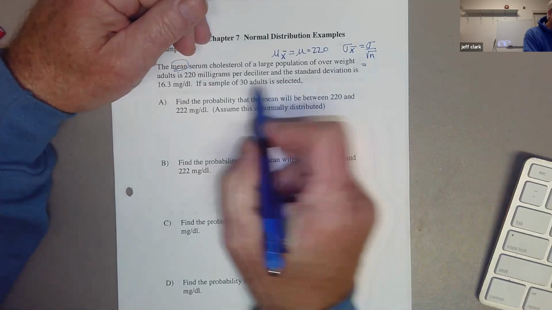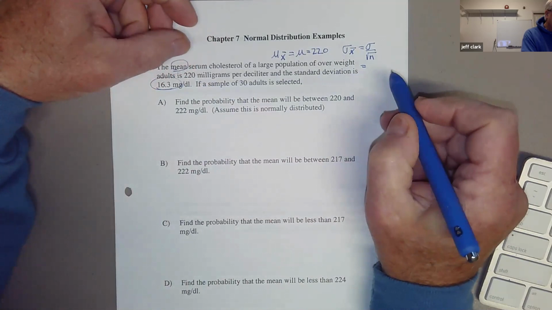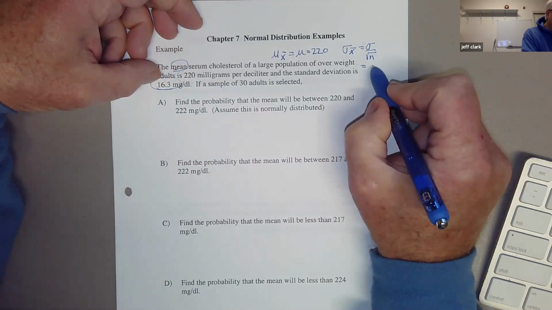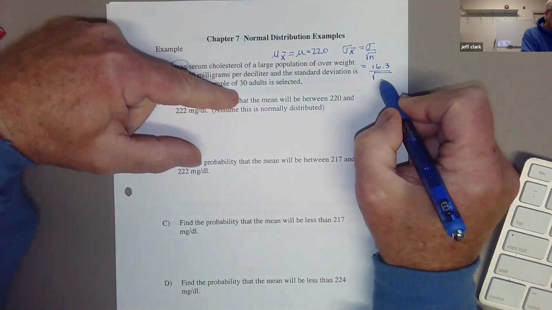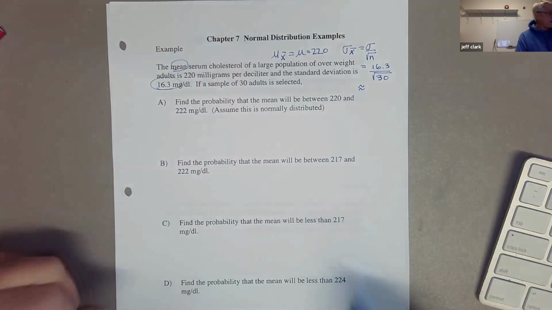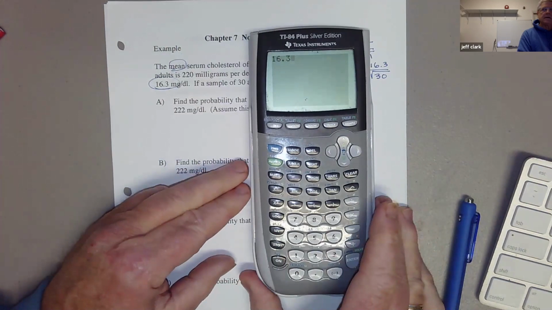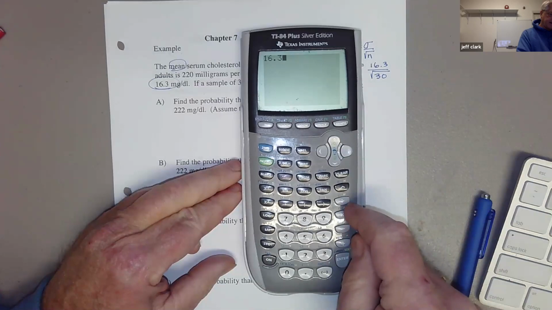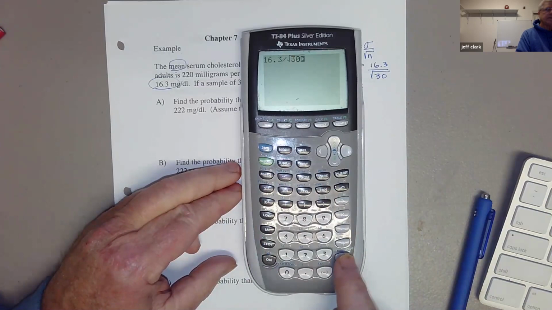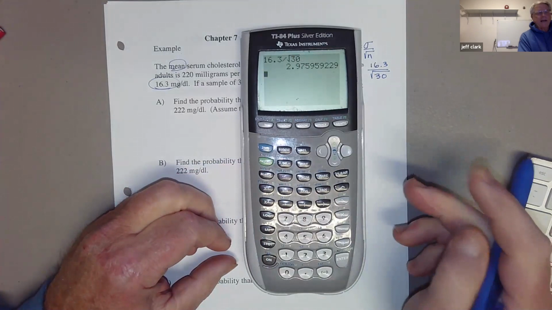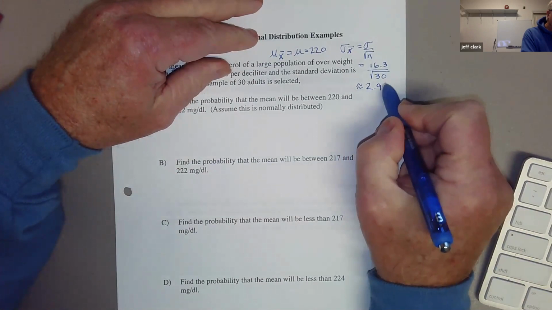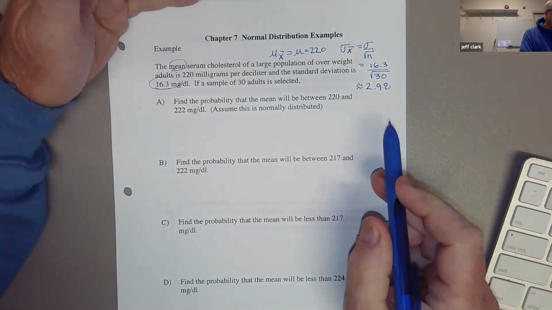And for us, the standard deviation that was given to us for the population is 16.3 divided by square root of 30. Let me get my calculator out. Calculating this, that would be 16.3 divided by square root of 30. So two decimal places, 2.98.